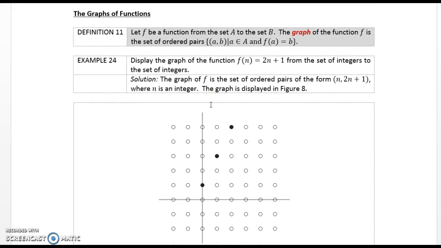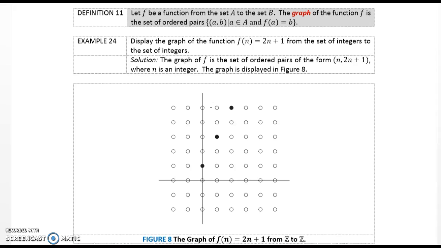Graphs of functions. Let f be a function from the set A to the set B. The graph of the function is the set of ordered pairs (a, b), where a is an element of set A and f of a is equal to b. Display the graph of the function f of n equals 2n plus 1 from the set of integers to the set of integers. Solution. The graph of f is the set of ordered pairs of the form (n, 2n plus 1), where n is an integer. The graph is displayed below.